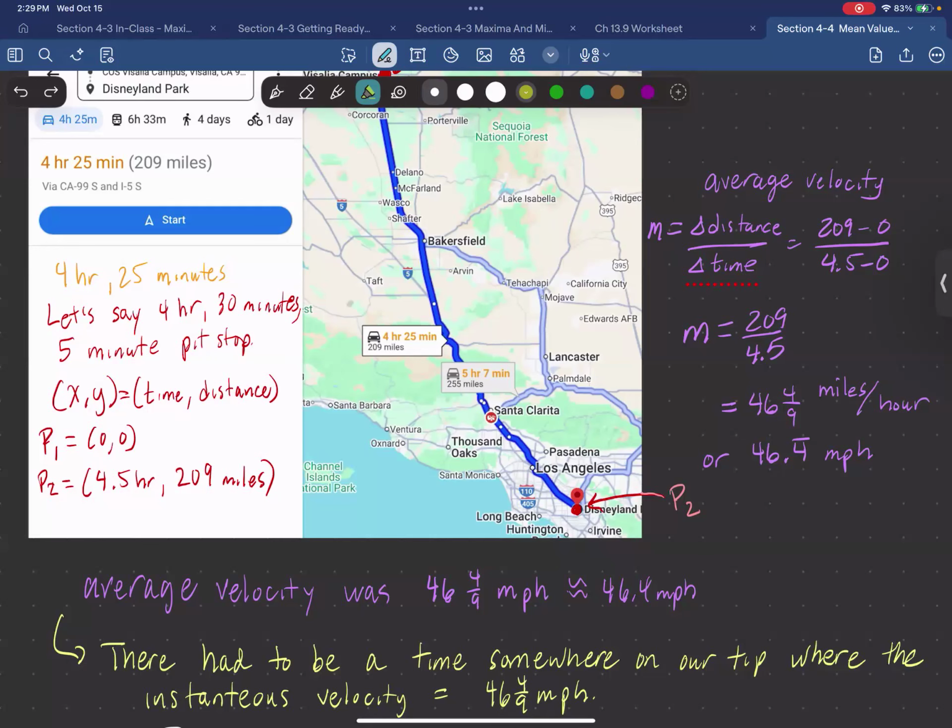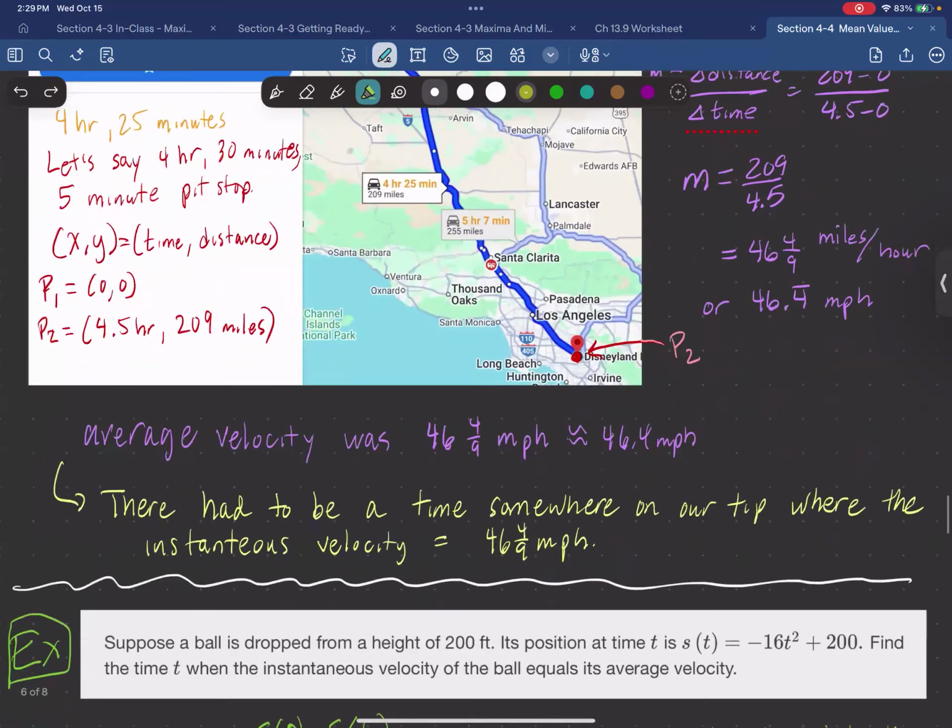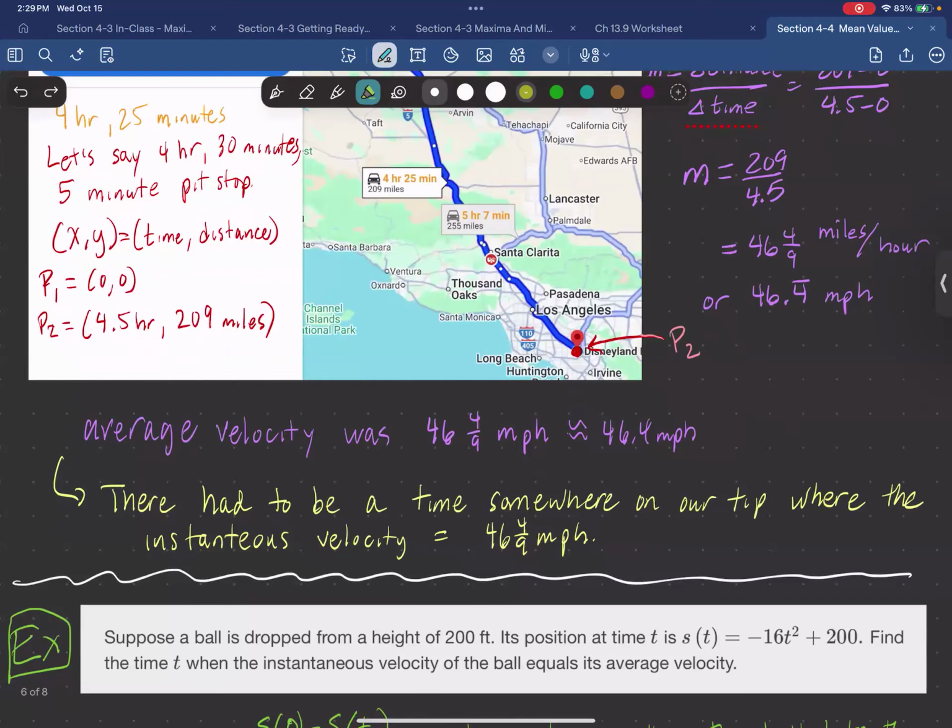That's doing it without equations. Let's look at the problem with equations. Suppose a ball is dropped from a height of 200 feet. Its position at time t is s of t equals negative 16t squared plus 200. Find the time t when the instantaneous velocity of the ball equals its average velocity.